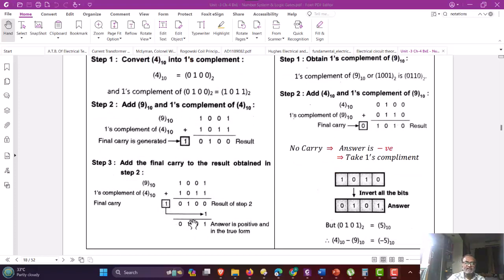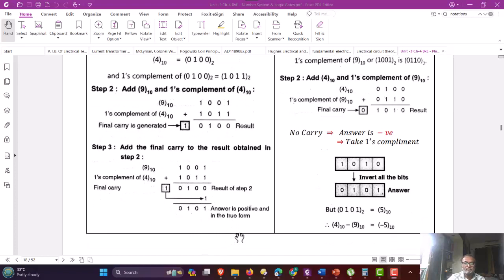So this carry here will be taken and added to the B0 column, bit 0 column. Now this becomes 0 1 0 0 plus 1 and that becomes 0 1 0 1. And that is the answer. Since carry was generated, the answer is positive. So ultimately 9 minus 4 is 5 in decimal.